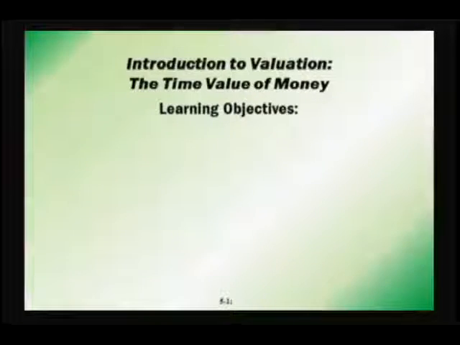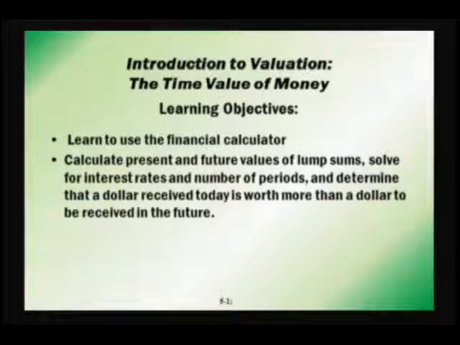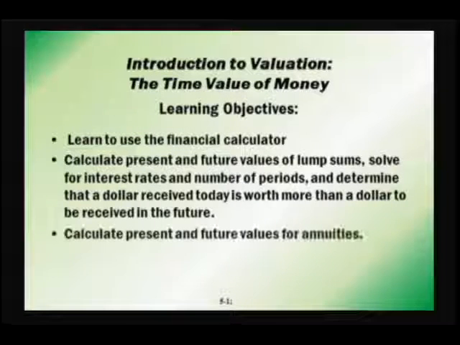During this segment, we're going to look at the time value of money. We're going to learn how to use the financial calculator. We'll spend some time calculating present and future values of lump sums. We'll take a look at determining the interest rate you need to receive and the number of periods it will take to reach a desired amount. You'll realize that $1 received today is worth more than $1 received in the future. Then we'll take a look at calculating present and future values for annuities, as well as determining the payment required to reach that annuity.